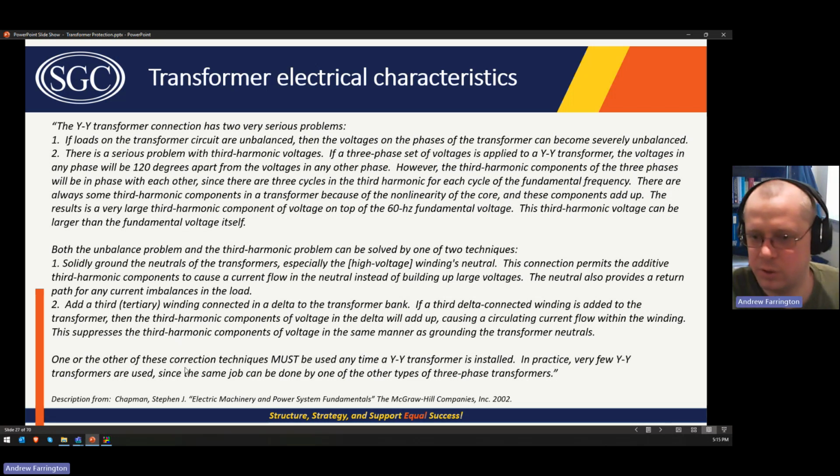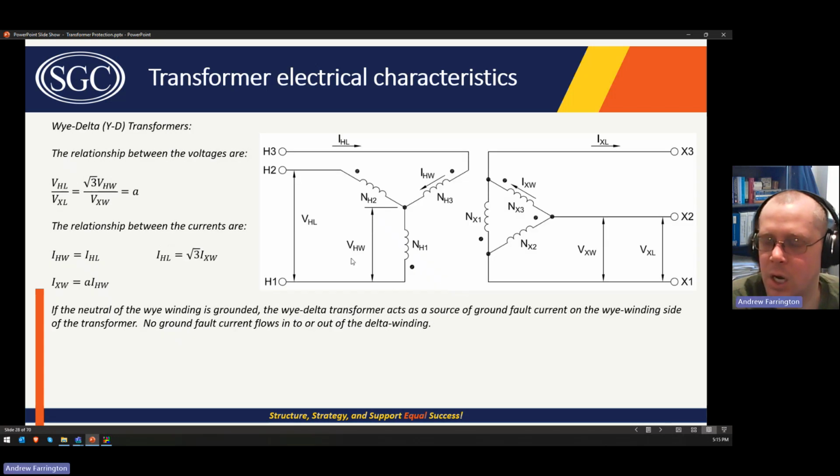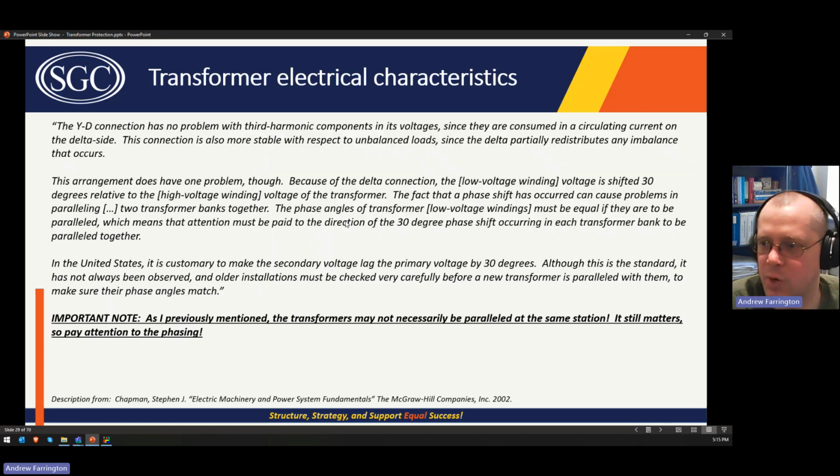So one or the other of these correction methods must be used anytime a YY transformer is installed. Then we have Y delta and delta Y transformers. I'm not going to cover both of them individually, but basically the delta Y transformer is the all-star of transformers. It doesn't have any of the third harmonic issues. It provides a source of zero sequence fault current and not a path.